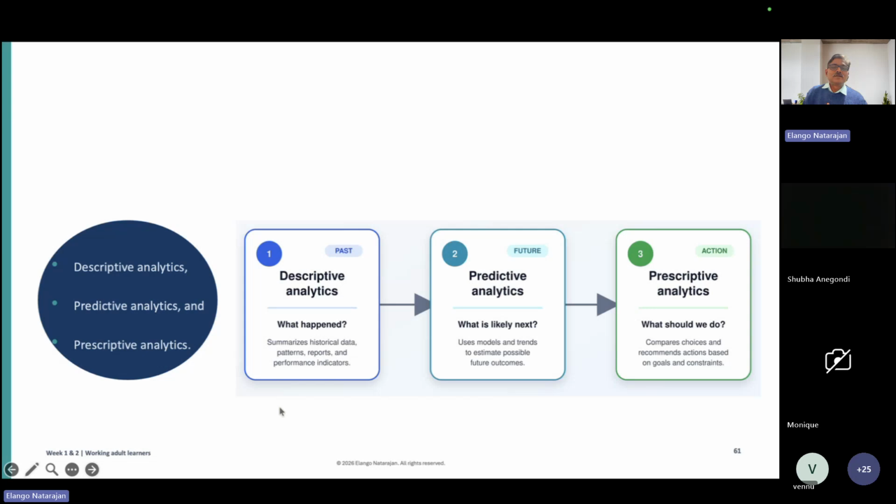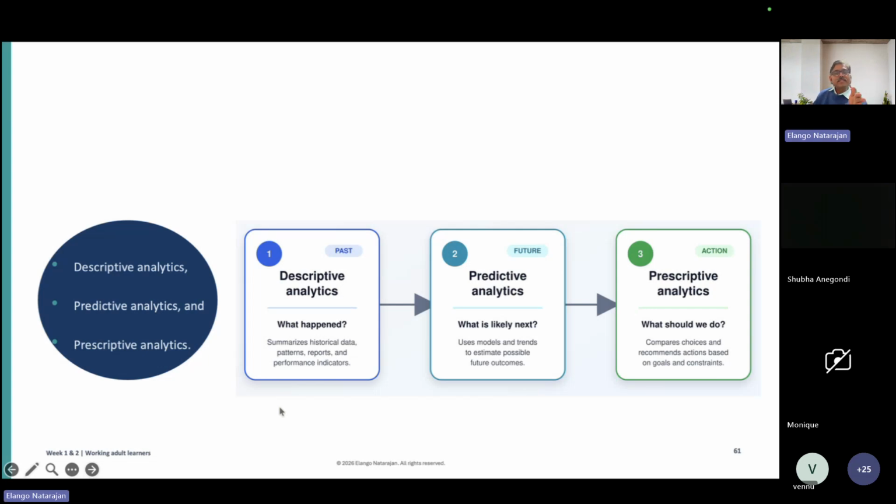So, what happened? We summarize the historical data, we summarize the patterns, we prepare the reports, we identify the correlation between the variables, and all these things we do in the descriptive analysis. Mostly we do static graphs like bar charts and pie charts. But if you want to make descriptive analysis more interactive and build a dashboard, better you go for Power BI. That will give you the room or space for interactive analysis.